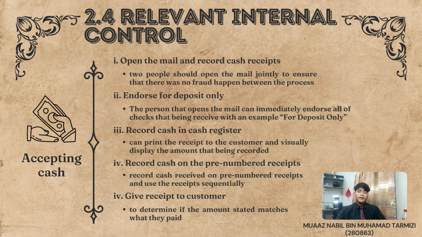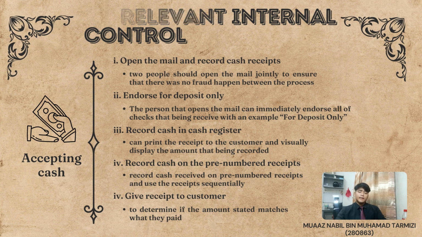Next is to record the cash in the cash register and record the cash in a pre-numbered receipt to ensure that there are no missing receipts. And lastly is to give the receipt to the customer and match the cash register to the receipt, which ensures that the cash in the register matches the amount stated in the receipt.